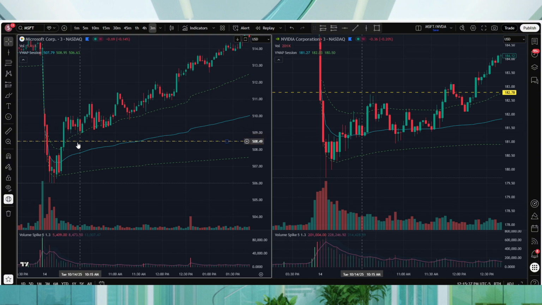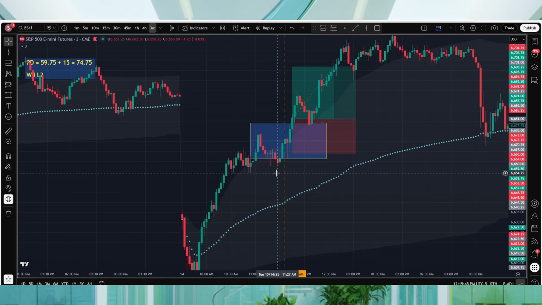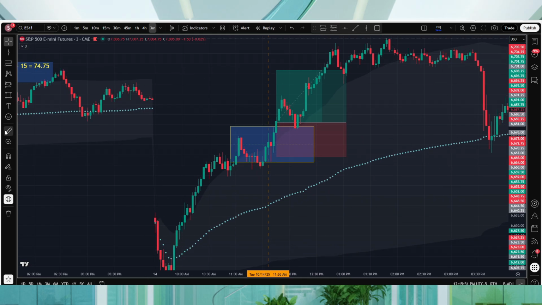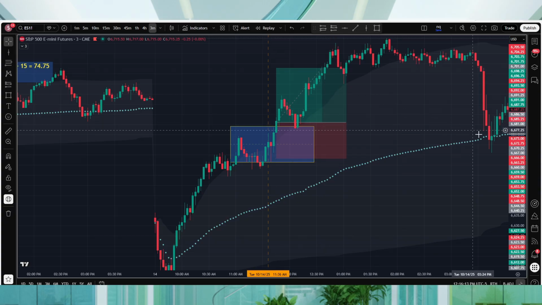At 10 a.m. we started looking for signals around here. No signal, no signal, no signal. 11:36. So quite late in the day. So 11:36. Market's trending beautifully, right? We have a 17.75 stop. It's quite large. 17.75. And then we'll do 1.5 here. All right, so 26.75.